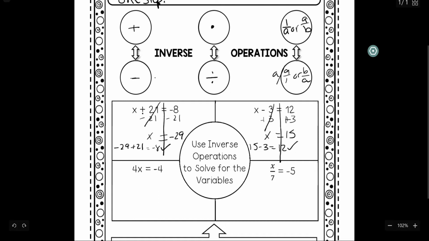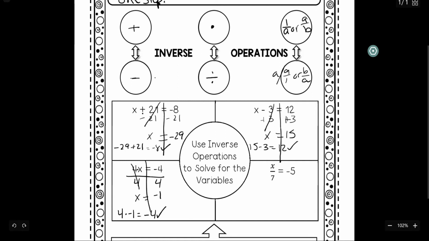Okay, when they're right next to each other, that means multiplication, so we will divide. We're going to divide both sides by 4. So 4's cancel, leaves us with x. Negative 4 divided by 4 is negative 1. Can double check ourselves. 4 times negative 1 is negative 4. So that checks out.